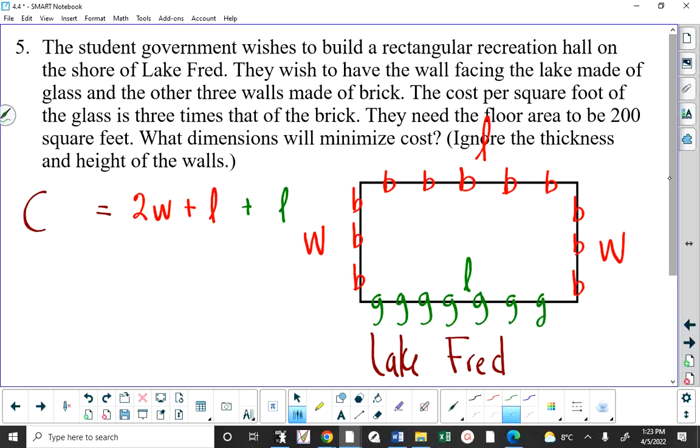And I realize I didn't write perimeter. I'm not done yet. In order to make this representative of the cost, I have to imagine, and this is a good way of thinking of it, that for that glass wall of length L, I'm paying for 3 of the brick walls. So there's 3 of those L's. And this then becomes the equation connecting the thing you want to minimize to some other variables, but we have too many variables.